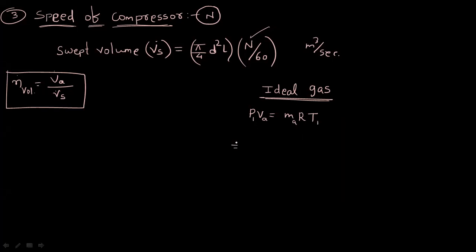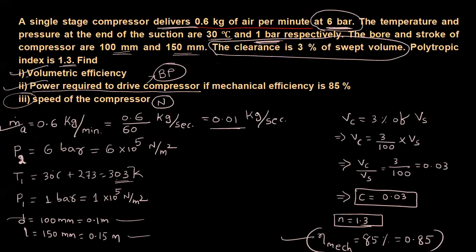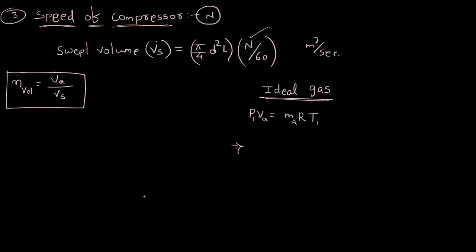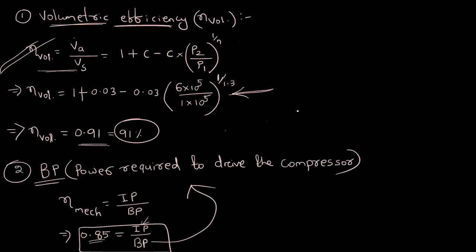Okay. So that implies, what is the inlet pressure? Inlet pressure we have P1. Inlet pressure is 1 into 10 to the power 5 Newton per meter square. So inlet pressure we will write 1 into 10 to the power 5 Newton per meter square into volume flow rate. This we have to calculate, is equal to what is the mass flow rate of air?